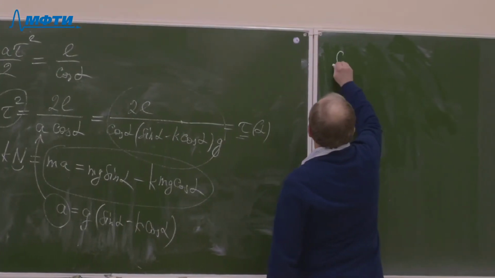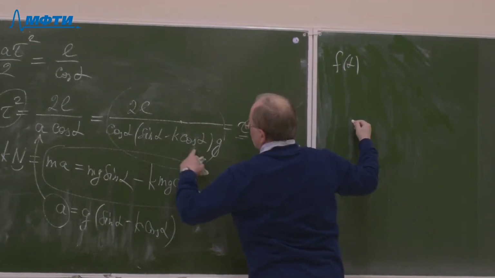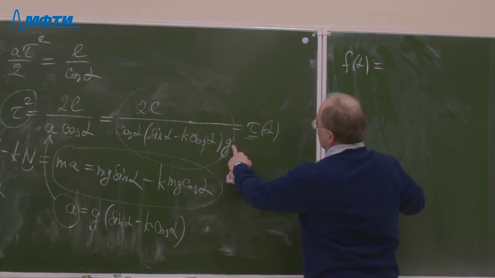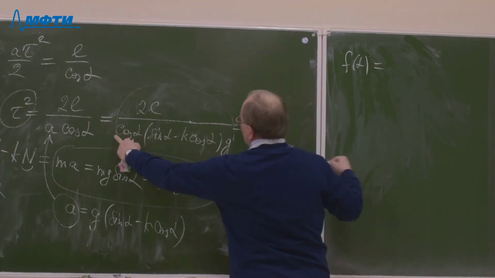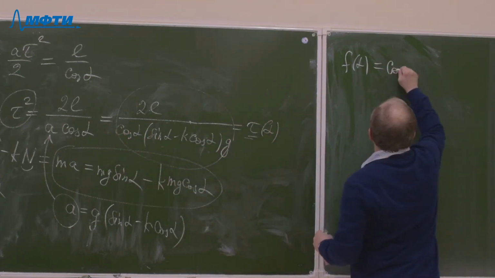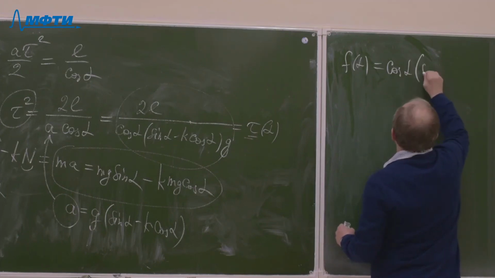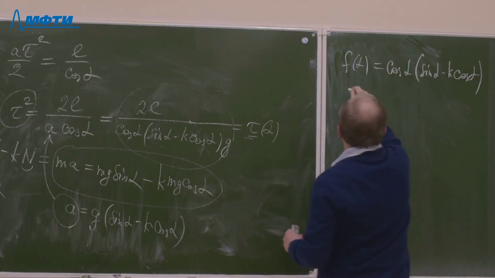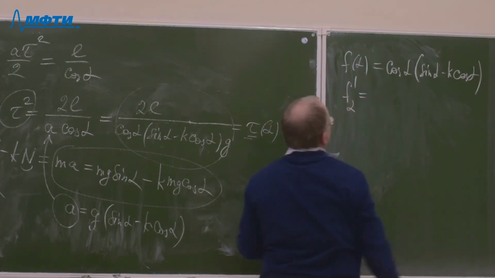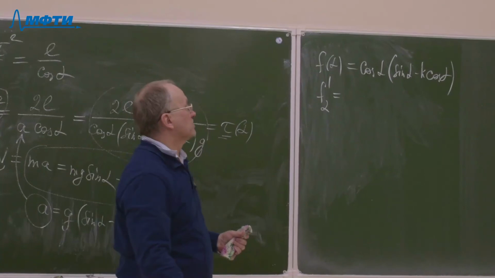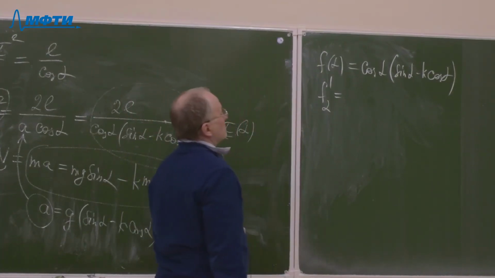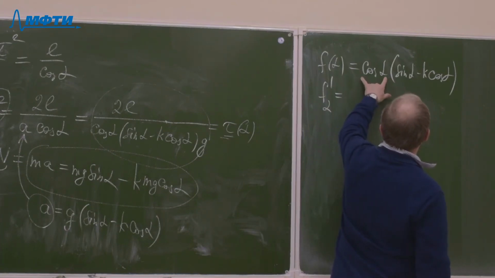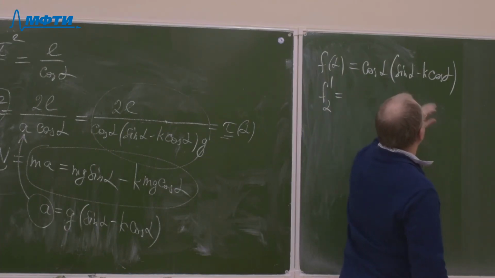So I have a function of alpha, which is the denominator, and I don't have to take into account g. This is just a constant. I have to differentiate only this function of alpha, which is cosine alpha, sine alpha minus k cosine alpha. I have to find the derivative of this function with respect to alpha. How to find the derivative of a function which consists of the product of two functions. The first is cosine and the second is round brackets.